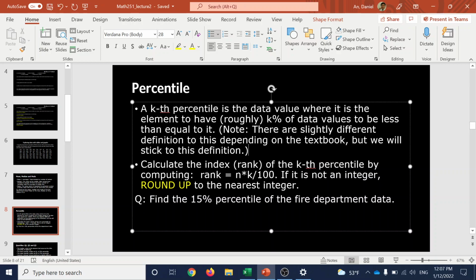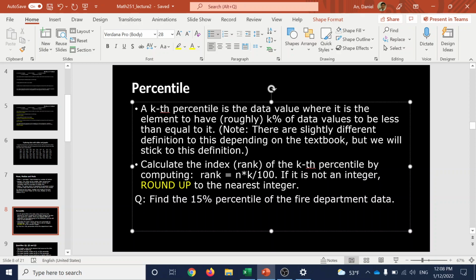Now, in practice, what does this mean? To calculate the kth percentile, we have to figure out the index number of the data. Here, index is like the order that the data appears when you have sorted from least to the highest. And you calculate the kth percentile by computing the rank as n times k over 100.